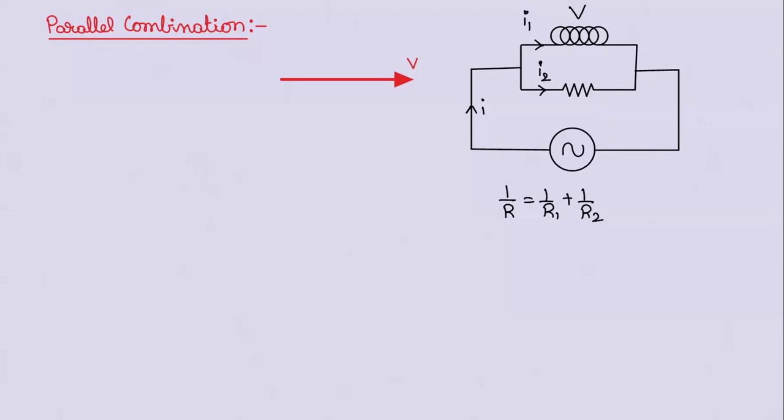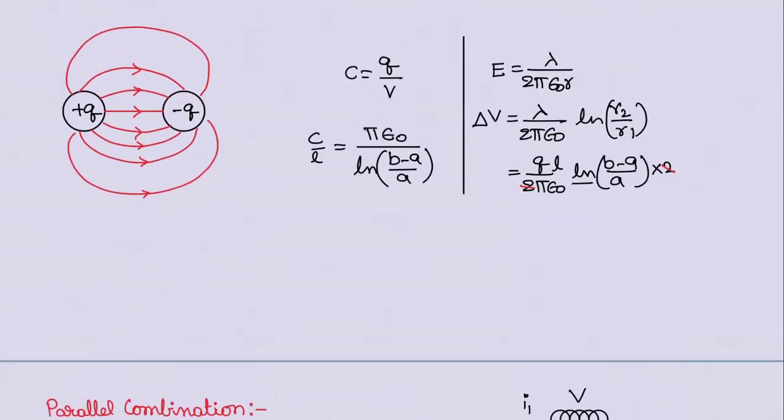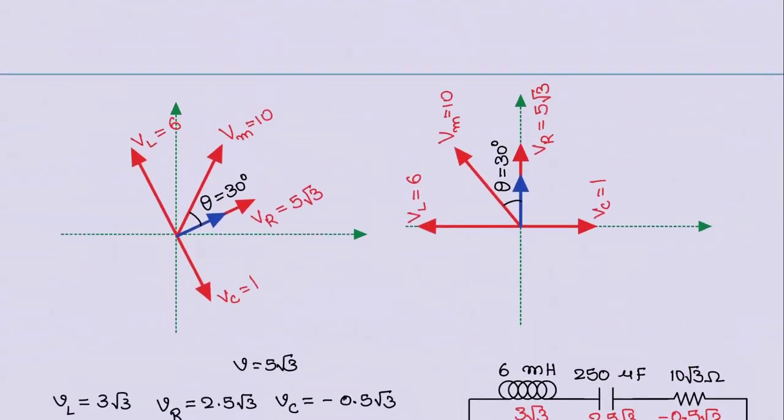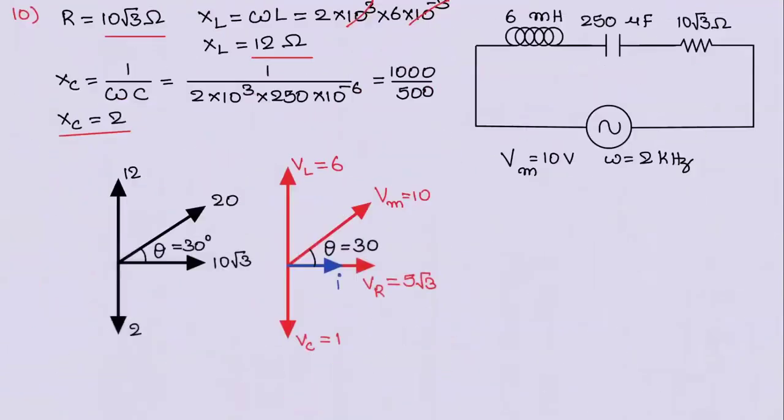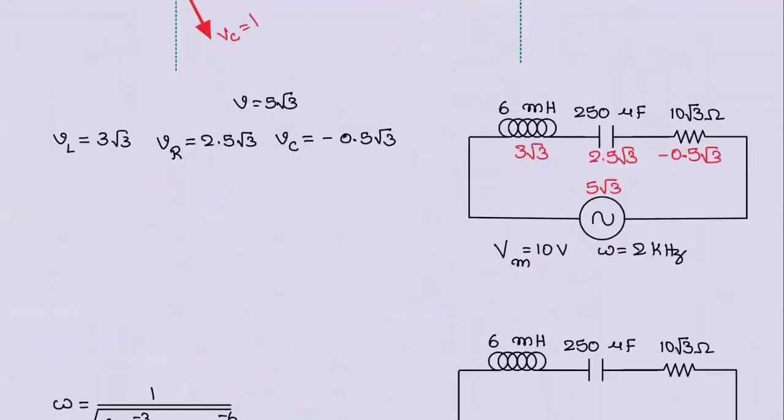Now, current across resistance. Can you tell me, will current across resistance be in phase or out of phase with voltage? In resistance, current and voltage will be how? They'll be in phase. Yeah, good. They'll be in phase like this.